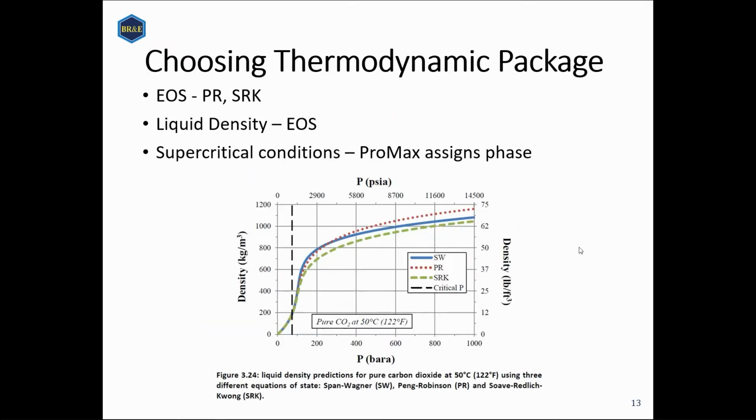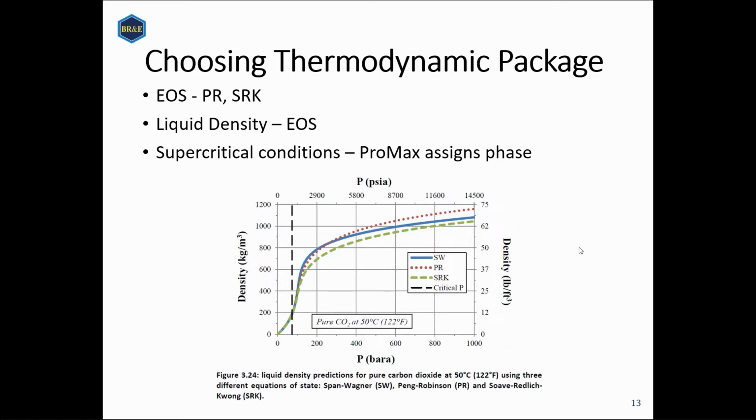Finally, let's talk about what thermodynamic packages we want to use for this. Normal equations of state are fine, Peng-Robinson and SRK for the vapor phase. When we're looking at the liquid density method, we want to be using an equation of state because these gases, once they get up to that high pressure, are going to be supercritical, but they're also going to be low density liquids. So kind of confusing.